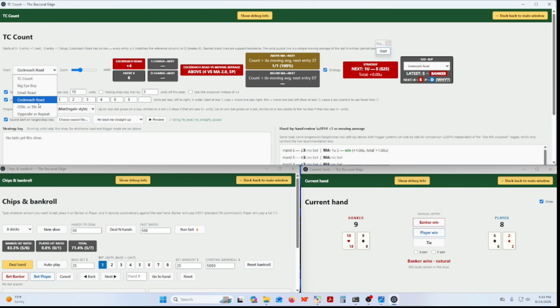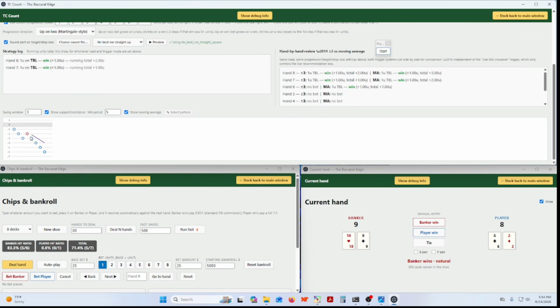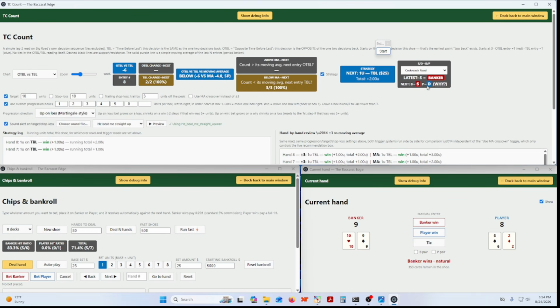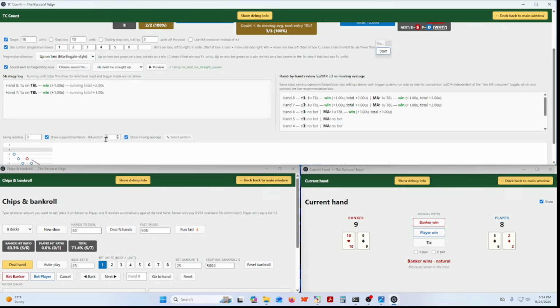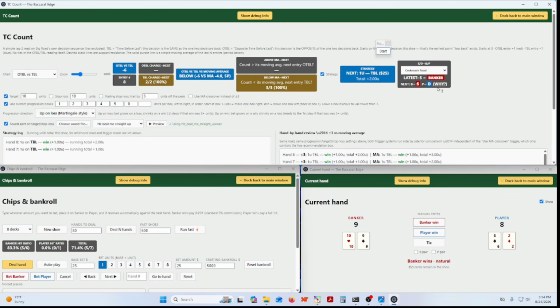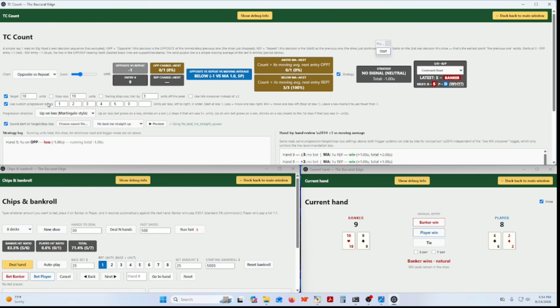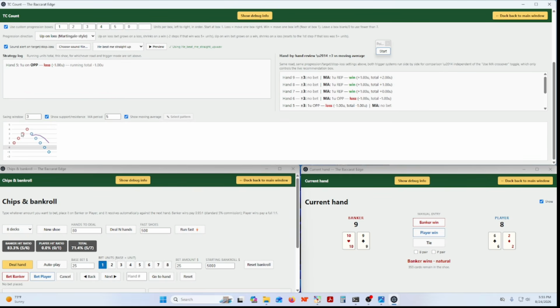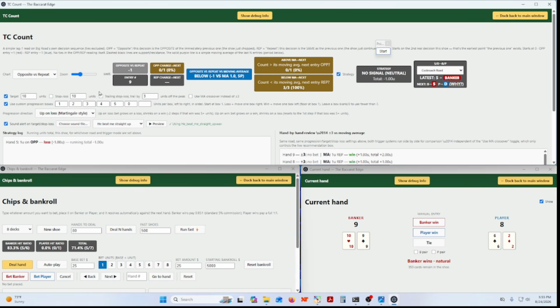Okay? Small road, cockroach road. That's what the chart looks like on cockroach road. Opposite time before last versus time before last. Boom. Time before last is falling out of bed. So we know banker is D. Banker should be D on that. Banker should be blue. Oh, it would be different. Banker is S. My fault. Your mistake. Opposite versus repeat. That's how the chart looks on opposite versus repeat.